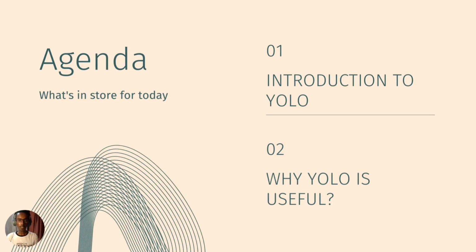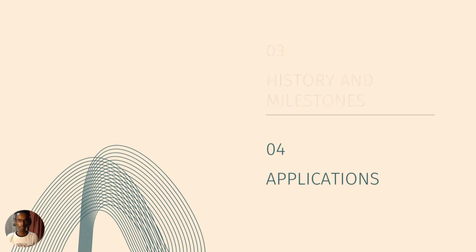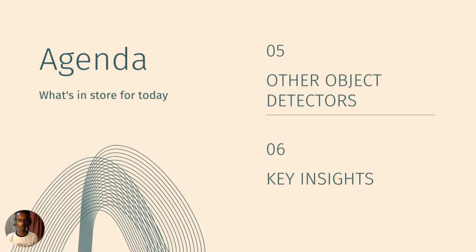In this video, we'll be introducing the YOLO algorithm in the first section. And second, we will be talking about why the YOLO algorithm is useful and its applications. On the third section, I will talk about the history and the milestones achieved by the YOLO algorithm. On the fourth section, we will talk about the applications of YOLO in the computer vision industry. On the fifth section, we will talk about other competitors of the YOLO algorithm. And on the last section, we will talk about the key insights for this algorithm.